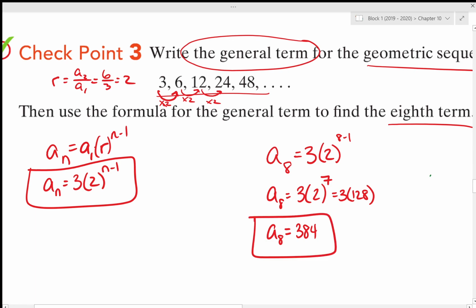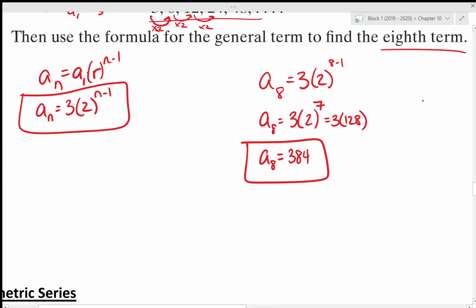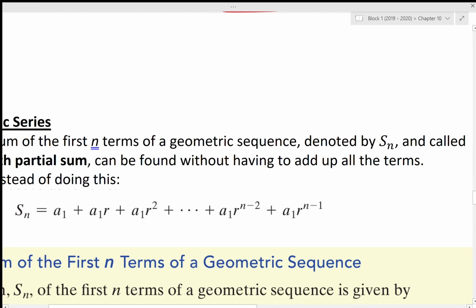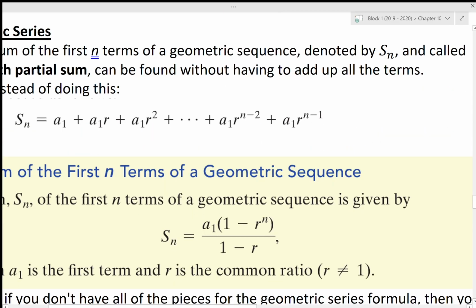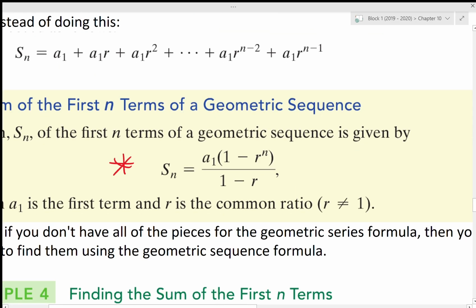Alright, so that's how we deal with the sequence, finding the pattern to help us jump ahead and find the next term. Well, what if I asked you to find the sum of the first 10 terms in your series and stuff like that? There is a formula just like arithmetic. And it's this. Remember, the S is for series, and whenever you see series, it's going to be the sum of this many terms.